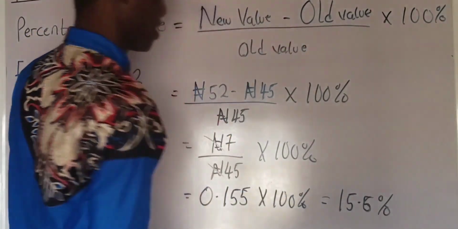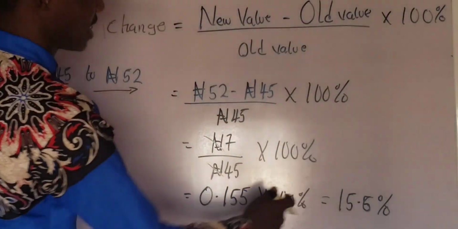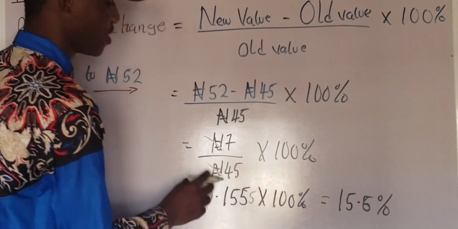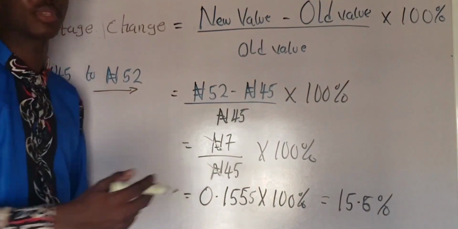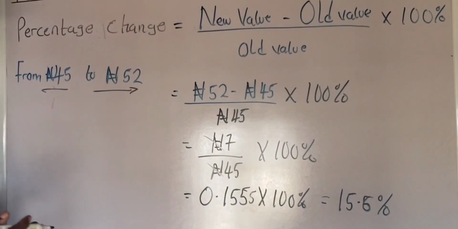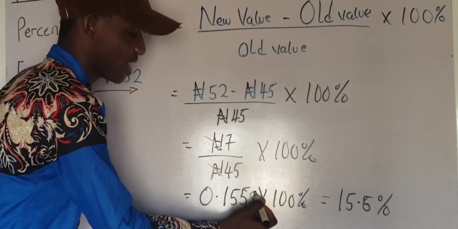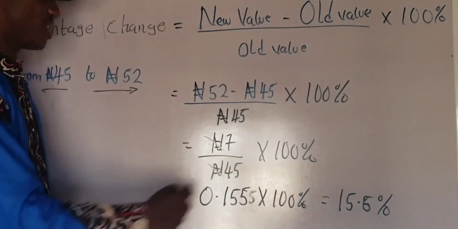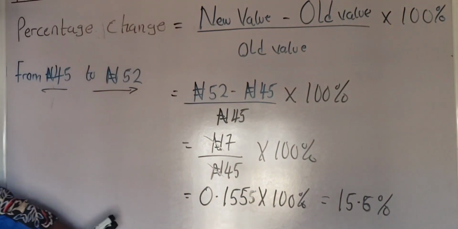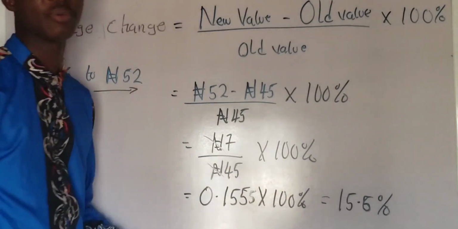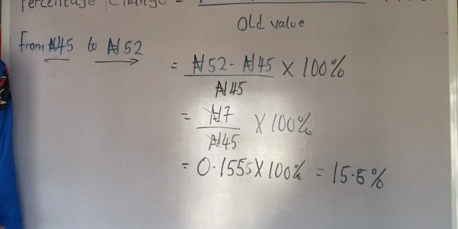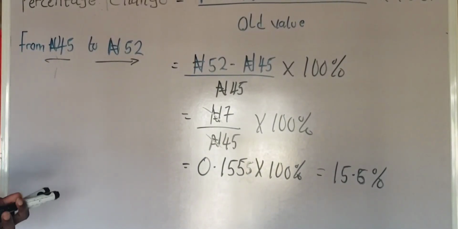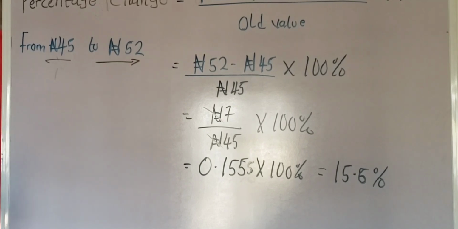Do you understand? So that is the answer to the question, because this fraction 7 over 45 is a recurring fraction, not a terminating fraction. So you can approximate this to get 15.6%. So that is the percentage change in the price of the biscuit. Okay, so now let's have another worked example.